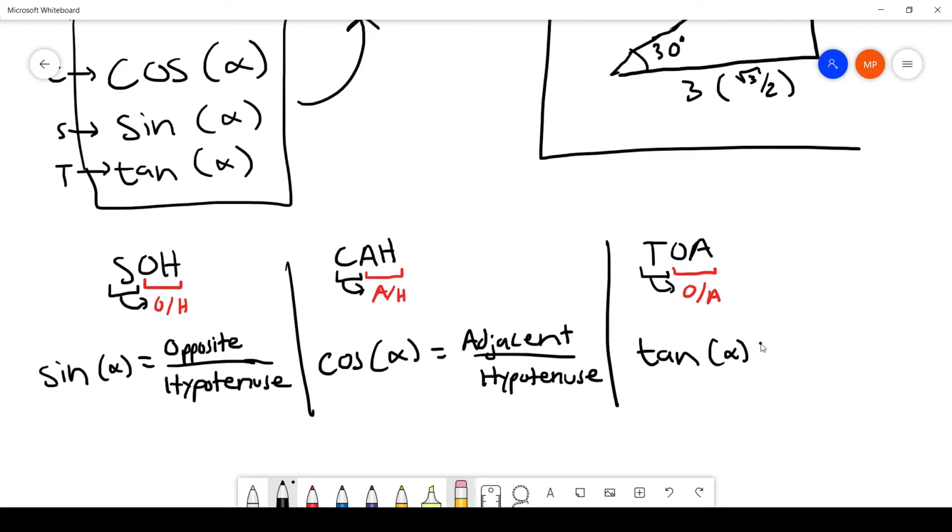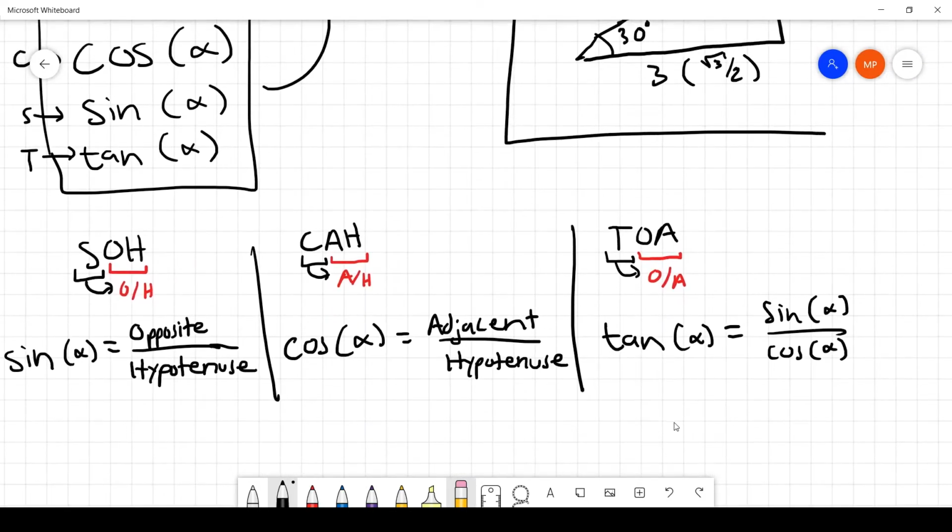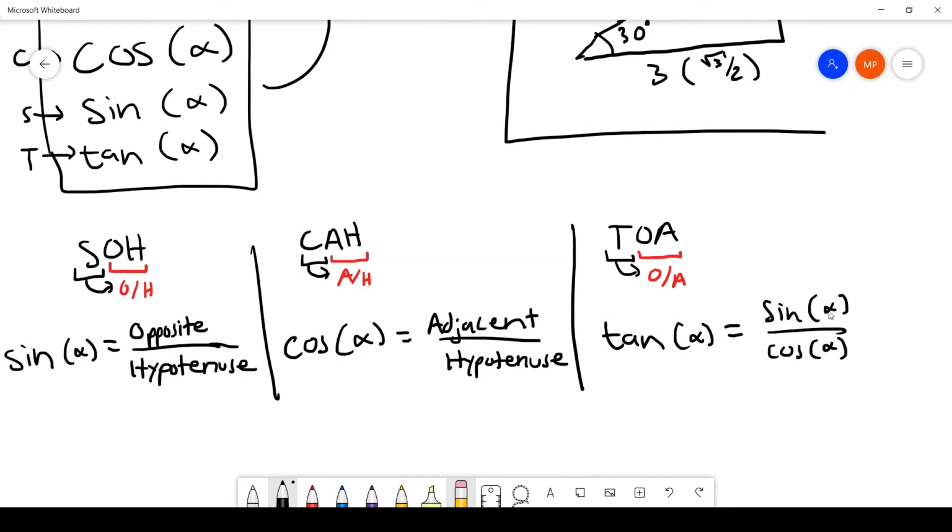And of course for tangent, we know that tangent of alpha is defined to be sine of alpha over cosine alpha, in which from our mnemonic, if we just want to go by remembering Sohcahtoa, then we know that sine, I'm just going to use the O's, the A's, and the H's. Sine is opposite over hypotenuse, so O over H, and cosine is A over H, adjacent over hypotenuse.